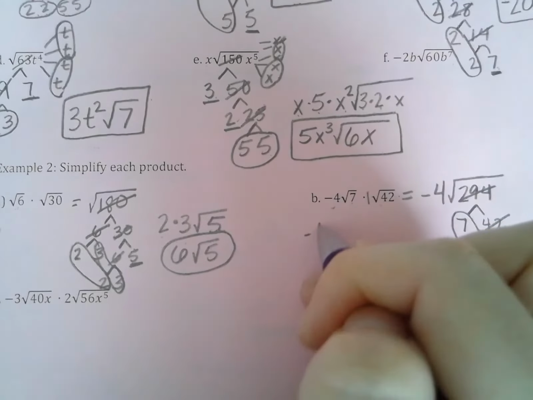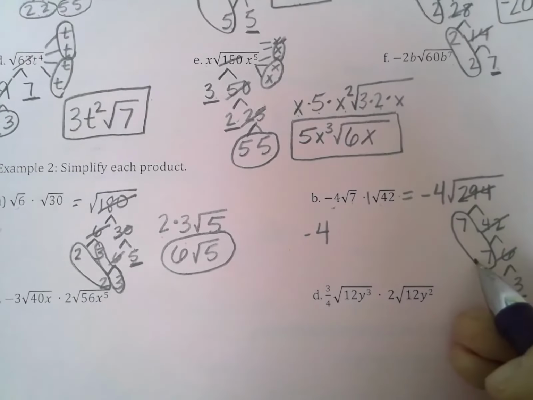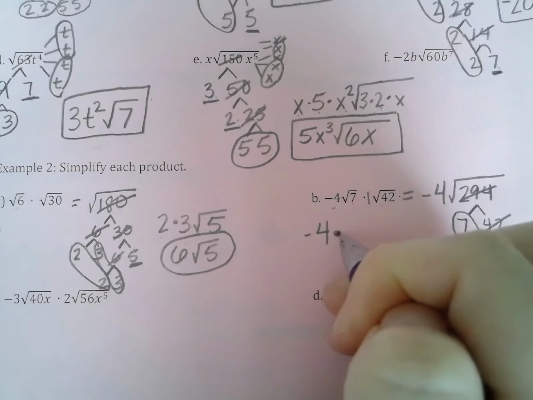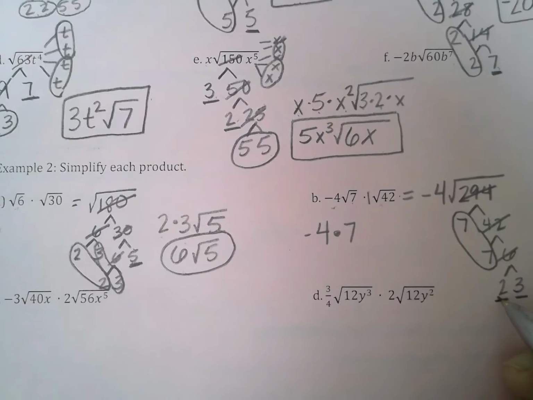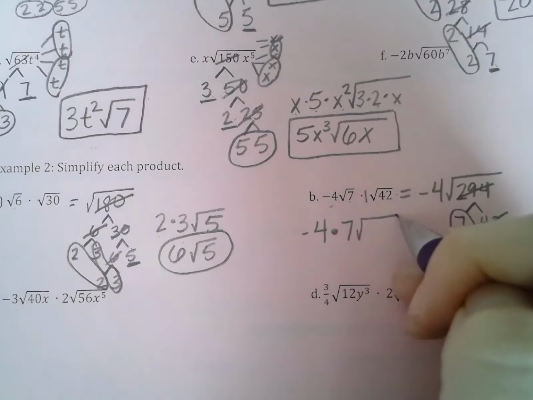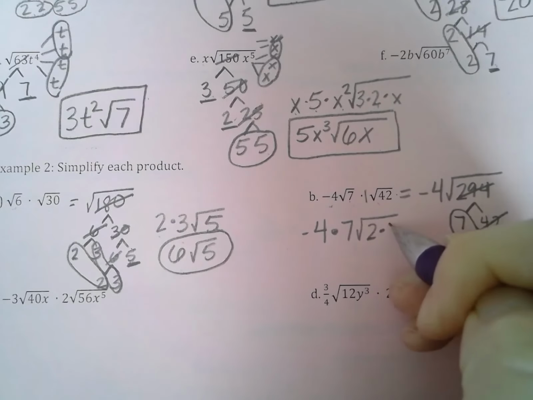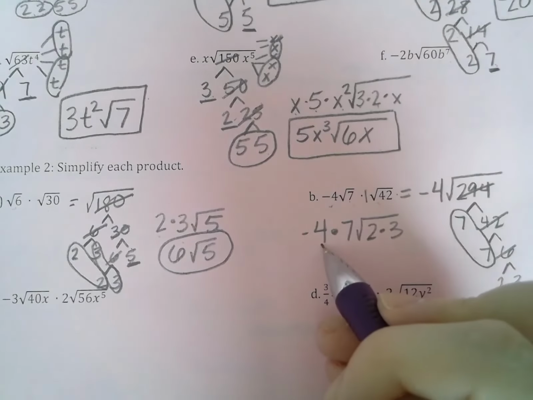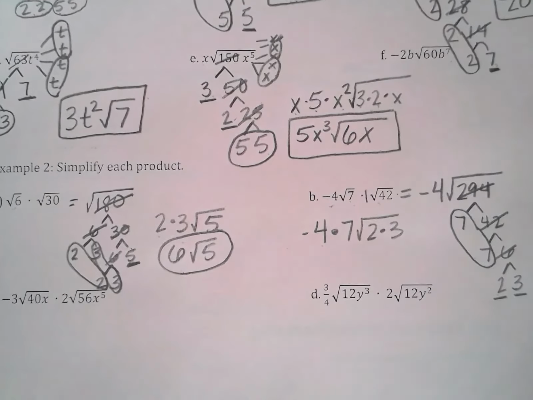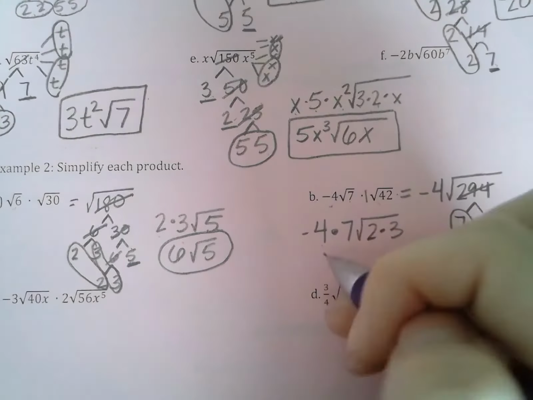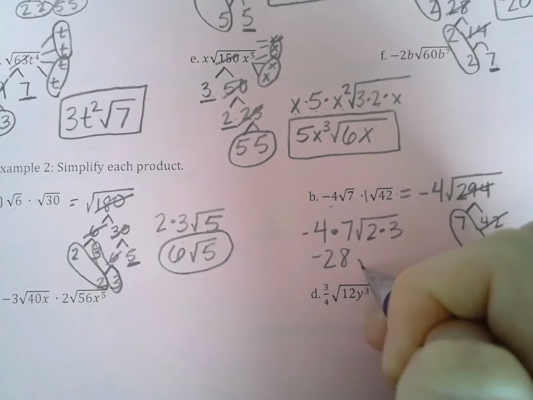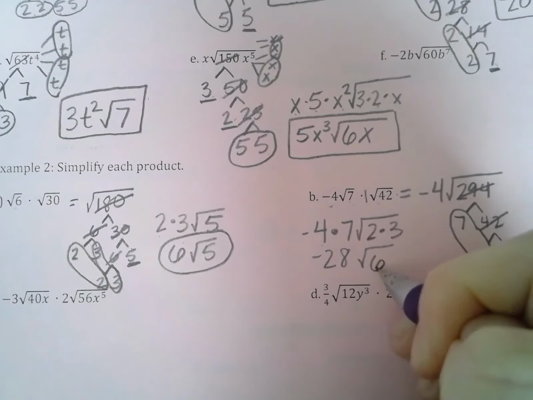I have negative 4 on the outside to begin with. I had a pair of 7s, so a 7 can go outside as well. The 2 and the 3 didn't have a pair, so they both have to stay underneath the radical. So then negative 7 times 4 is going to give you negative 28, with a square root of 2 times 3 is 6.